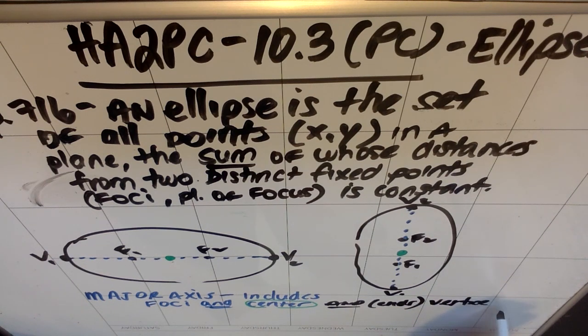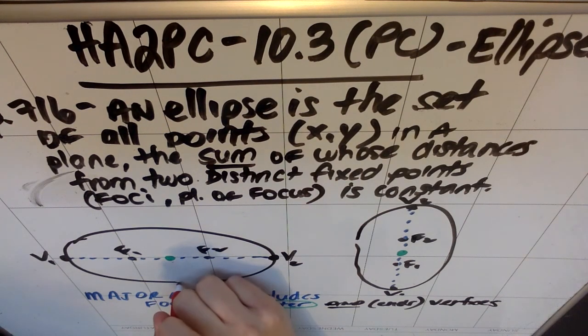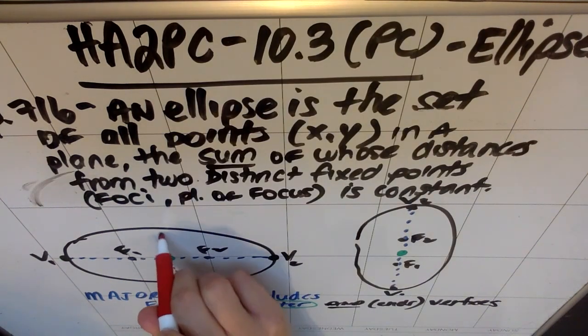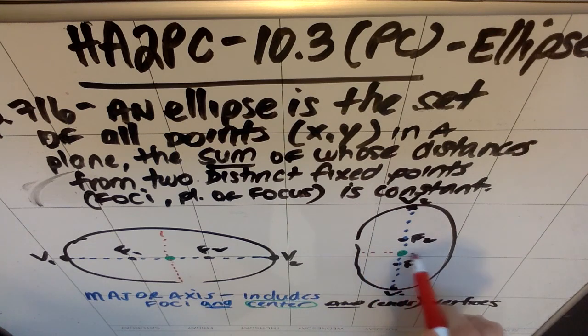So vertices is the plural of vertex. So the major axis has a bunch of stuff. Going in the other direction, we have what we call the minor axis. So going perpendicular to the major axis and also through the center is what we call the minor axis.